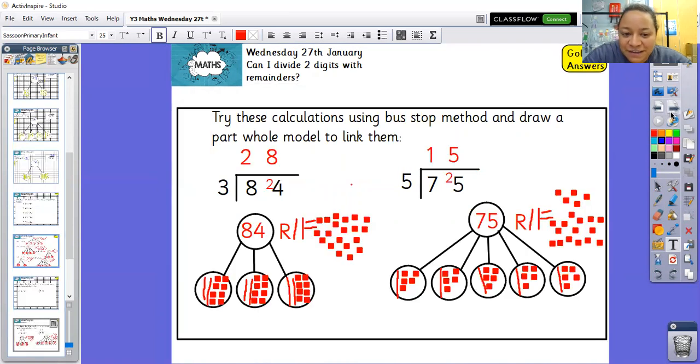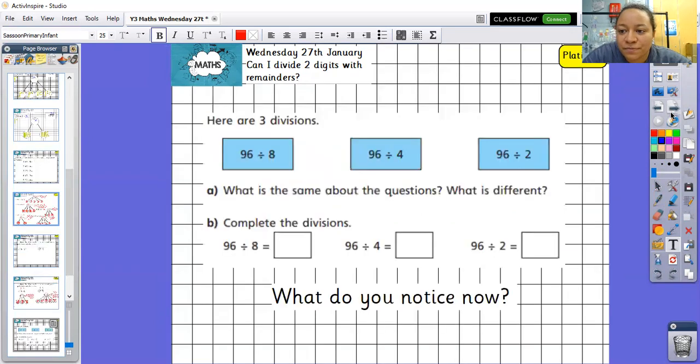Okay, have a little look. Is this what you came up with? Don't worry if not. If you made a mistake, it's where our learning happens. So have a little look, see if you can spot where the mistake is if you made one. If not, just tick them off. If you're ready for our platinum challenge, let's go on.